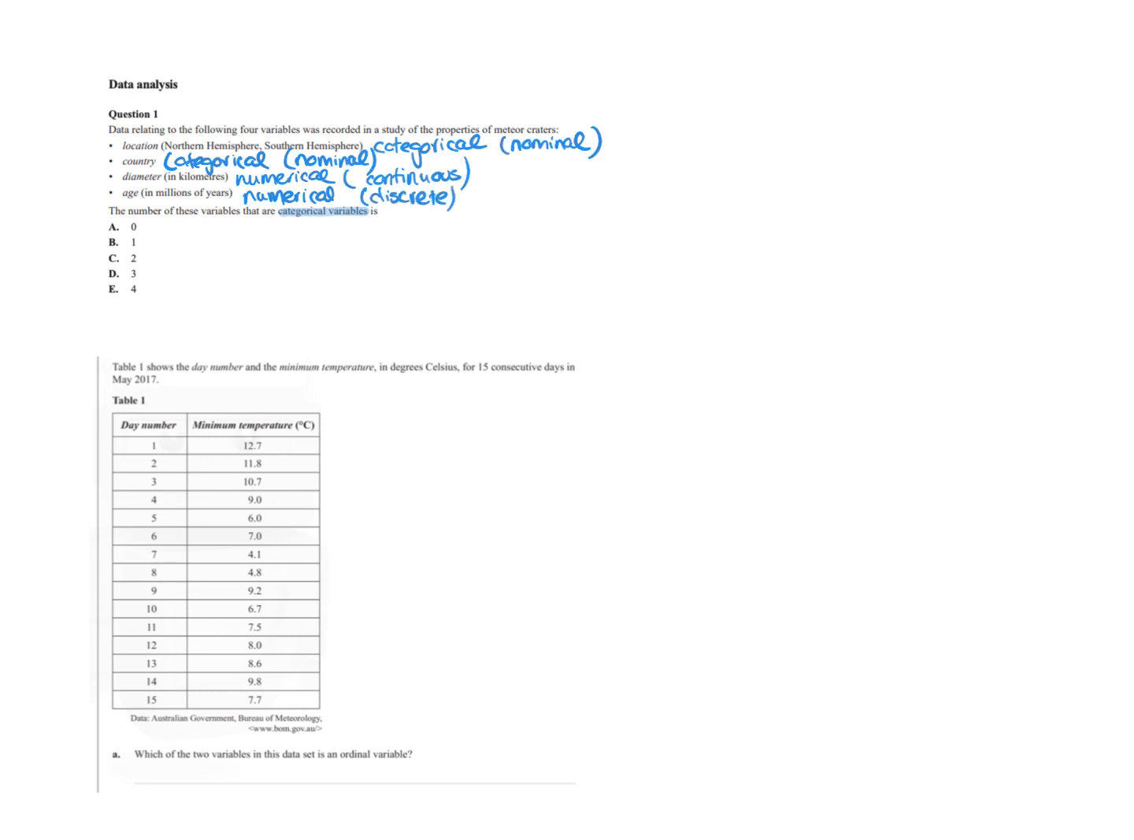Okay, so they just asked us in the question how many of these are categorical. So out of these 4, how many are categorical? 2. So there's your answer. That's 2. Okay, that was question 1 on an exam.